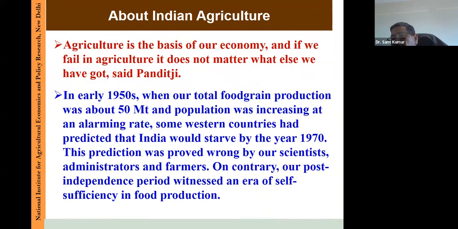To set the tone before dealing with the issue, agriculture is the basis of our economy even after 75 years of our independence.